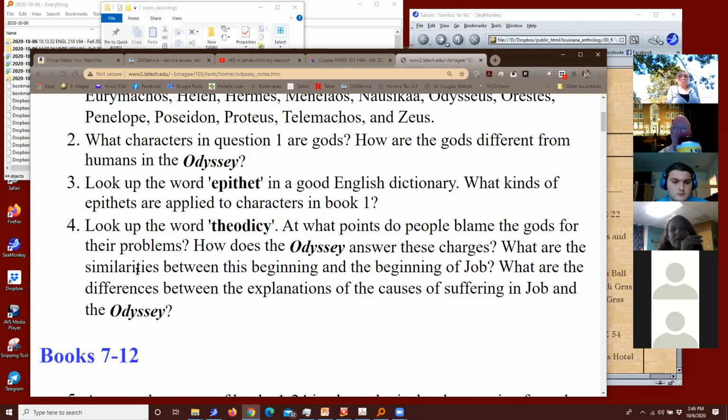Isn't a theodicy basically something having to do with gods or something like that? Yes.